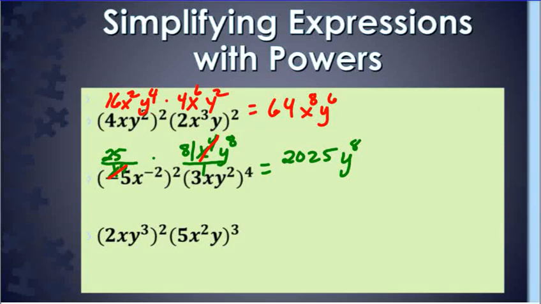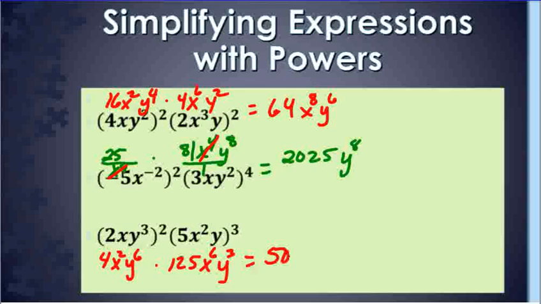Next one, 2 squared is 4. X squared, y to the 6th. All that multiplying by 5 cubed is 125. X to the 6th, y cubed. Simplify that, so 4 times 125 is 500. And then x squared times x to the 6th is x to the 8th. Y to the 6th times y cubed is y to the 9th.